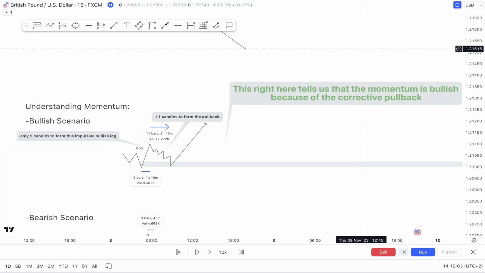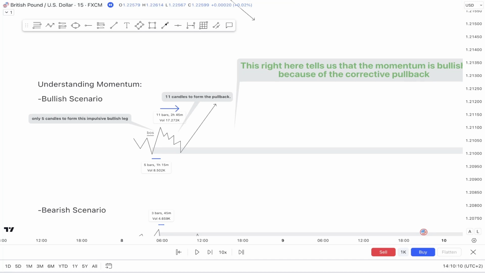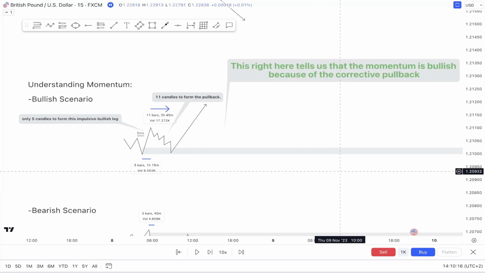Okay, so as I was saying a couple minutes ago, we can have two scenarios, a bullish scenario or a bearish scenario, because like I said, we can have bullish momentum or bearish momentum. Let's start off with the bullish scenario.